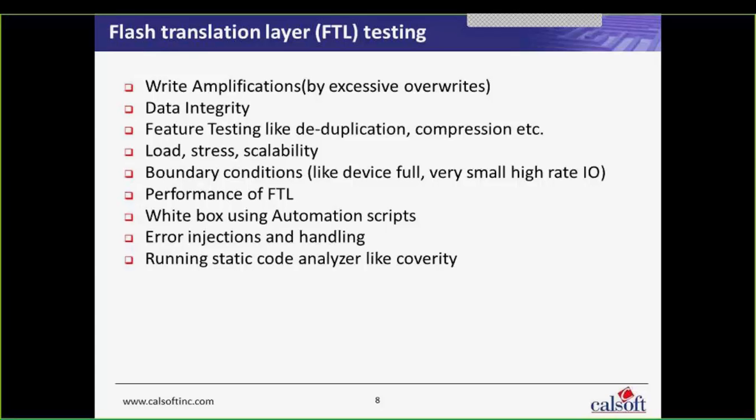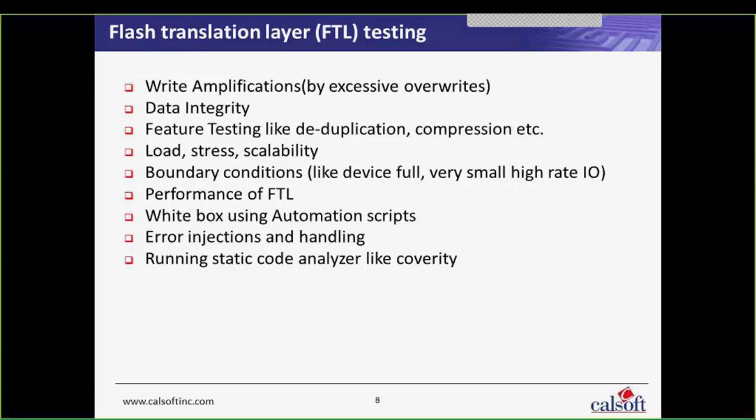Then testing the boundary conditions is very important. Boundary conditions or run-to-fail conditions are those conditions wherein we need to check how a flash will behave when it really reaches its boundary. The boundary could be the device fill, or very small high-rate IOs, or creation of a large number of LUNs on a particular all-flash array, and how a flash array behaves at that point in time is something that we need to test before delivering the flash array to market.